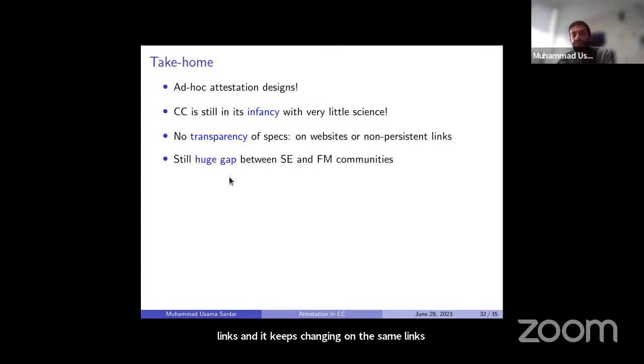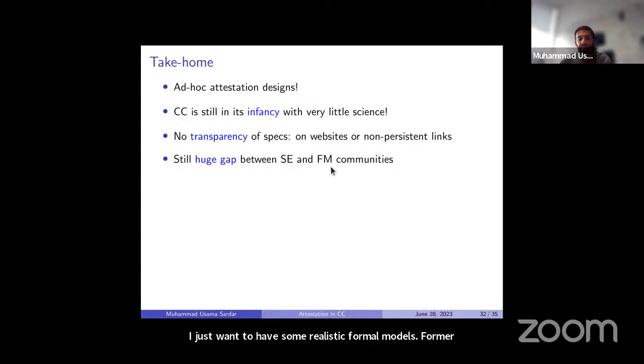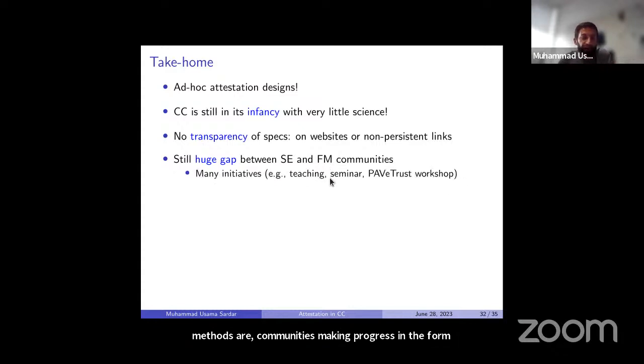There is still a huge gap between the systems engineering community and the formal methods community. Systems engineering people want to have realistic formal models. The formal methods community is making progress, however, it's still far from what the systems engineering community would like to have verified.